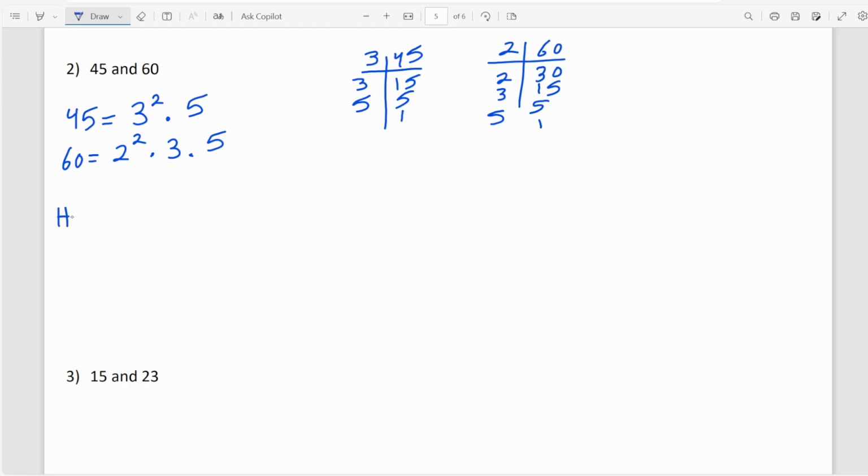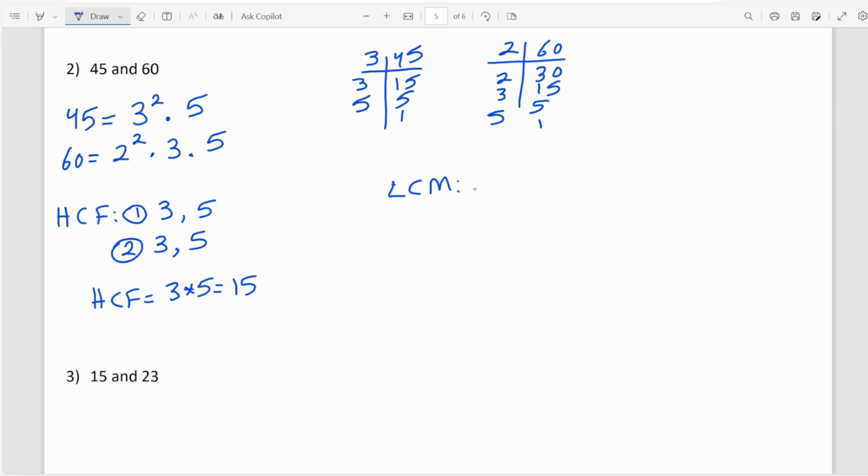Now let's find the HCF first. The first step is finding the common. What are the common ones? There are the 3 and the 5. And the second step is to choose the lowest power for these common ones. The lowest power for the 3 is 1. The lowest power for the 5 is 1. And so the HCF is 3 times 5, which is 15.